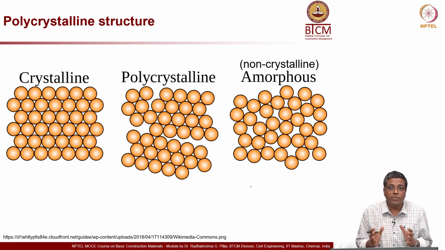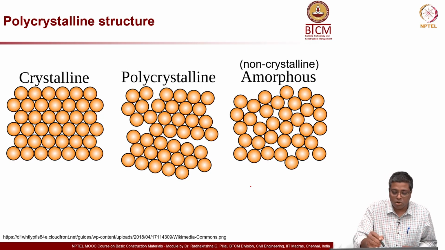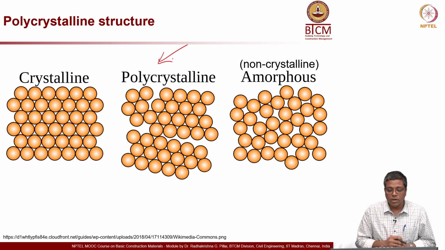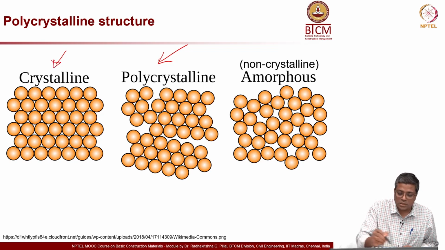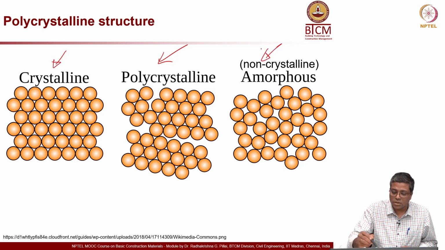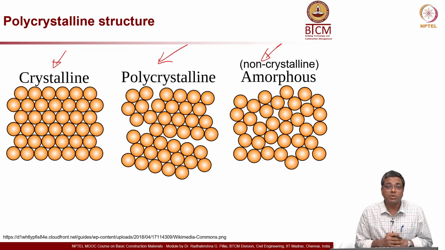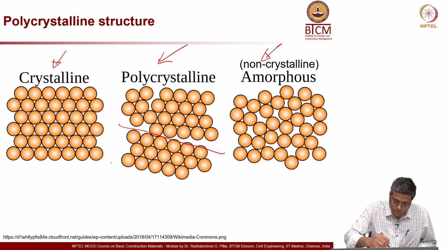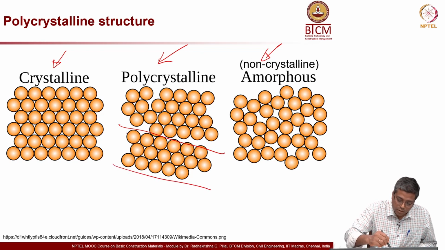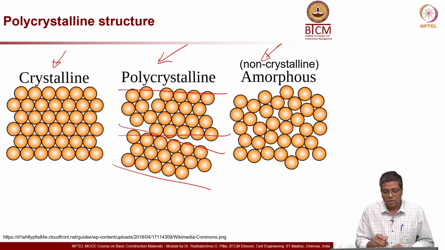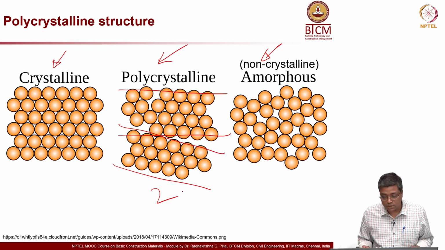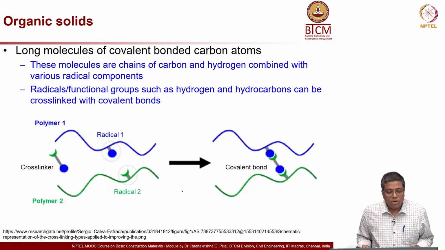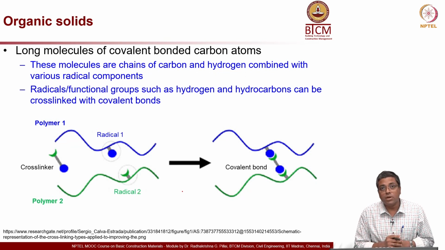Now, there is also one which is in between these two, which we can call polycrystalline. You can see here a crystalline structure, on the right side you have non-crystalline, and now somewhere in between you have the polycrystalline structure. In this polycrystalline, this is one crystal pattern, and this is another one. So, you have two crystal structures shown there. So, polycrystalline. Now, that is about the inorganic solids.